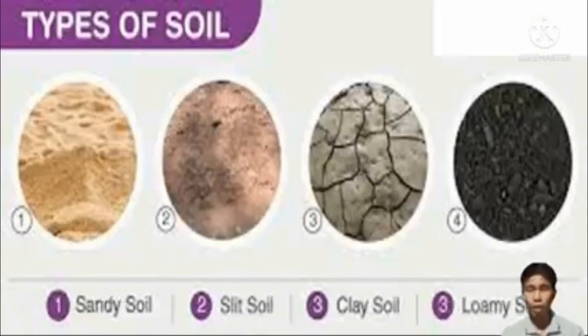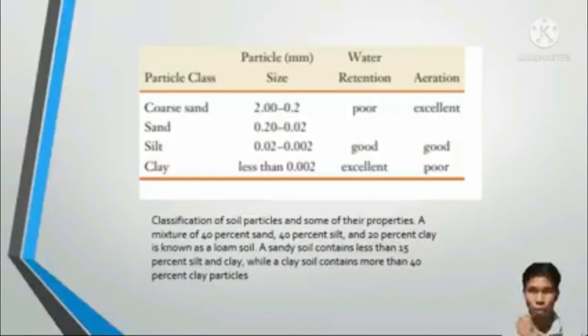So there are soils that do not have much nutrient supply. There are also soils that have a large supply of nutrients. So there, that's a classification of soil particles. So the loam soil is the mixture of 40% sand, 40% silt, and 20% clay. While the sandy soil contains less than 50% silt and clay, while a clay soil contains more than 40% clay particles.